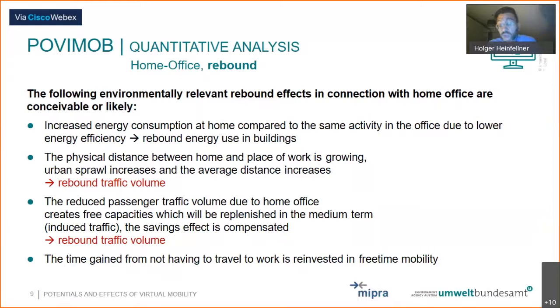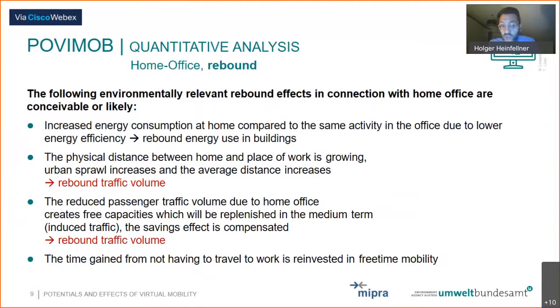However, which was more important for us were the rebound effects on the traffic volume, and there we need to mention the physical distance that might increase between home and the place of work. For example, considering that you only have to go to work physically on, say, 2 days a week, there might be a higher acceptance of higher distances. And that means, again, a rebound effect as regards traffic volume.